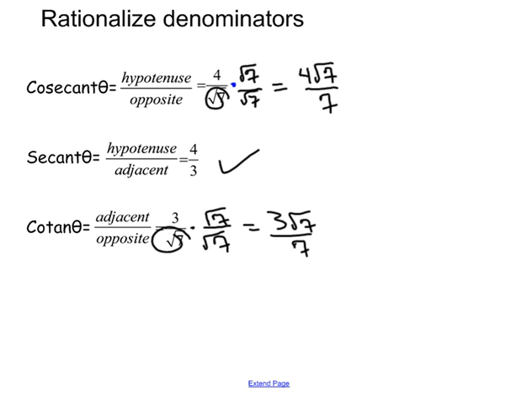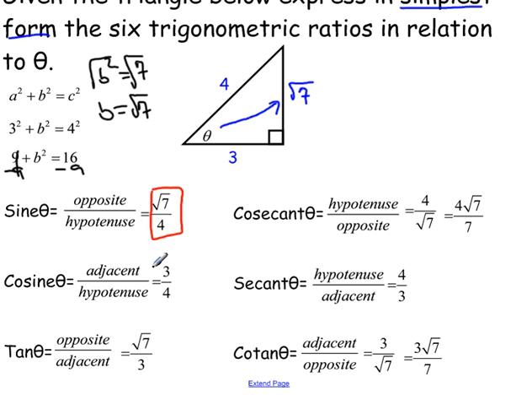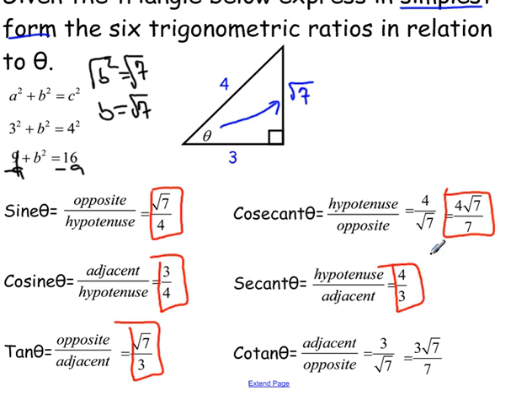Okay, let's go back to the previous slide. So these are the values that we had before we rationalized, and after we rationalize we get these values. So the sine of theta is radical 7 over 4, cosine of theta is 3 over 4, this is tangent of theta, and then these are our values for cosecant of theta, secant of theta, and cotangent of theta after we rationalize.